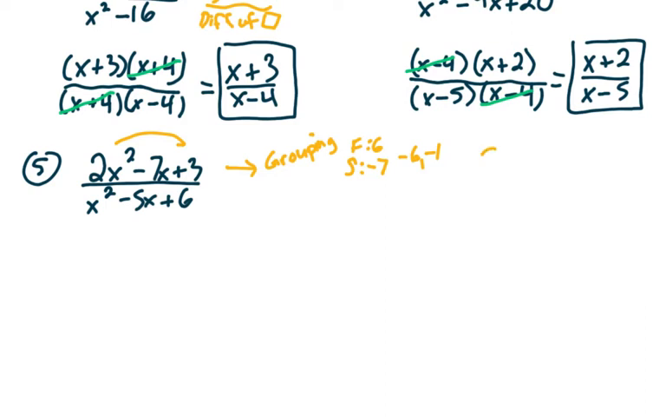So I split my middle term: 2x squared minus 6x minus 1x plus 3. And then I will group them and factor out the greatest common factor from each. So for my first parenthesis, it's a 2x, which leaves me with an x minus 3. And my second parenthesis, it would be a negative 1, which would leave me with an x minus 3.